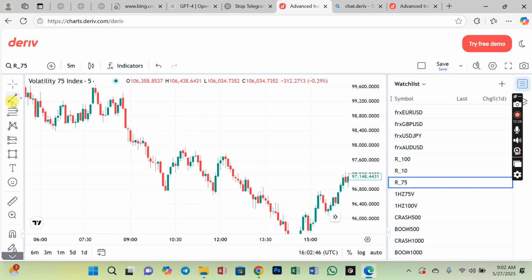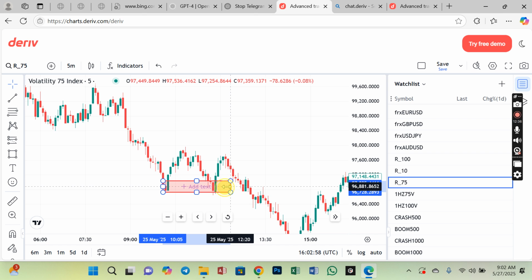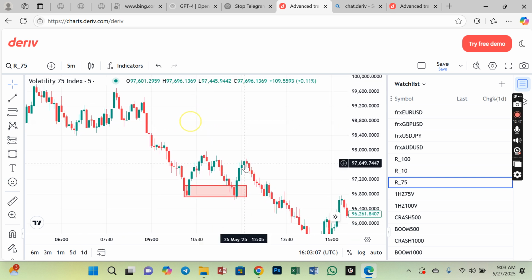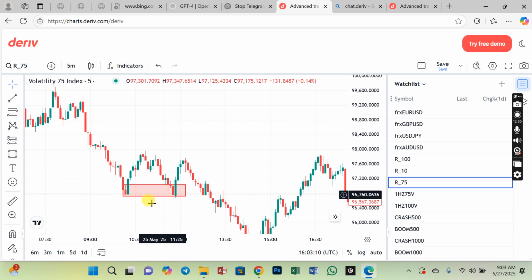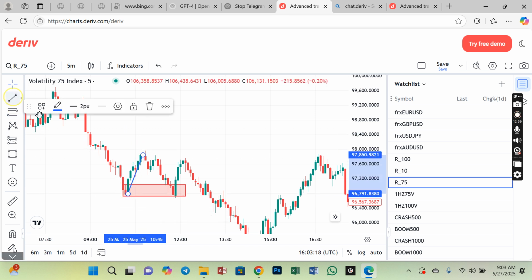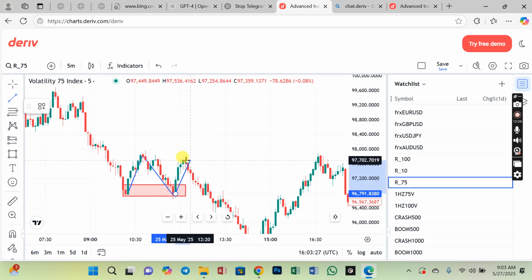Okay, I think let's check this one. This is the last. All right. So you see, there's a break of structure. The market was actually in an uptrend. It's a break of structure here, and then what are we expecting? We're expecting that this market should go up, tap into our order block, and then buy.